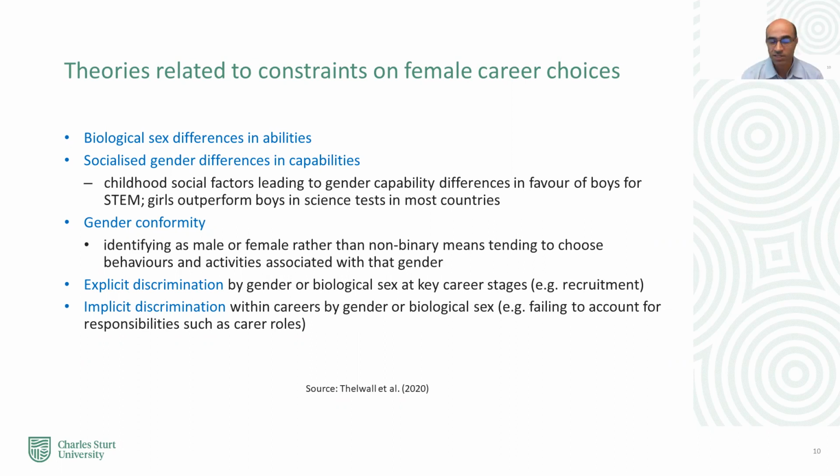Or in the USA, research showed that girls and boys are equally capable of computing when they are younger, but as they go to higher years in high school and so on, because of social factors, the girls drop and fall behind in those areas of computing. So those childhood social factors lead to gender capability differences in favor of boys, for STEM at least, some studies suggest. The other one is gender conformity.